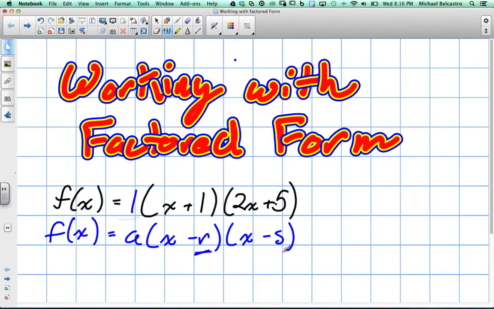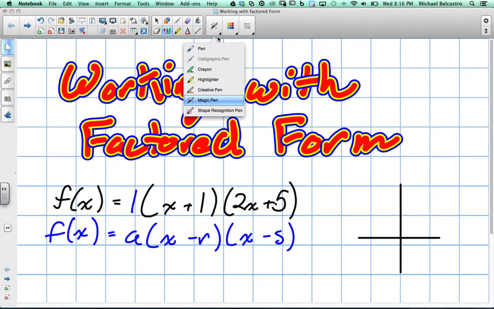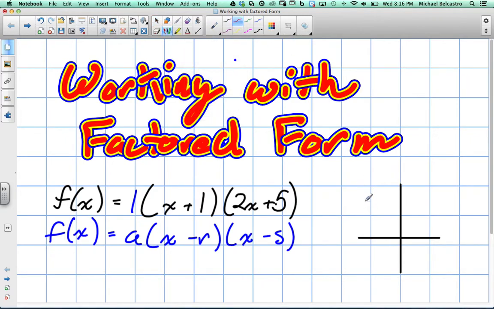The r and the s in this style of factored form are our x-intercepts. And what we mean by x-intercepts is that if we have a graph, with our y-axis, let's say we don't know where the x-intercepts are. But an x-intercept would be where it crosses our x-axis, essentially where the y value is, on the x-axis, technically y equal to 0. So here are your two x values. This could be r, and this could be s.